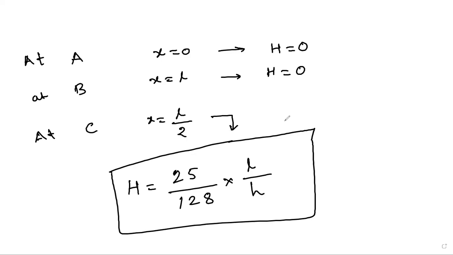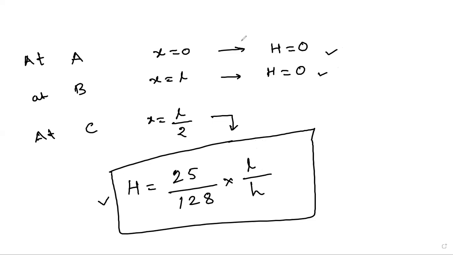So as per the equation of H, it is a function of X raised to the fourth. It is a curve now, depending upon the ordinates. So now at X equal to L by 2, H has this value. At A, X is 0, H is 0. At X equal to L, H is 0. At C, the H value is there.